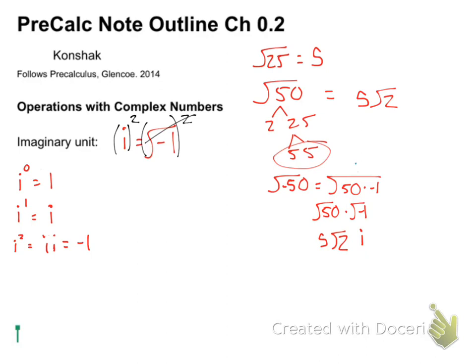Well, then we have to worry about the next one. I to the third power equals, well, that's easy. That's I times I times I. But could I group things up a little bit and say, hey, 2 I's make -1. That's -1 times I, which is -I. Interesting.